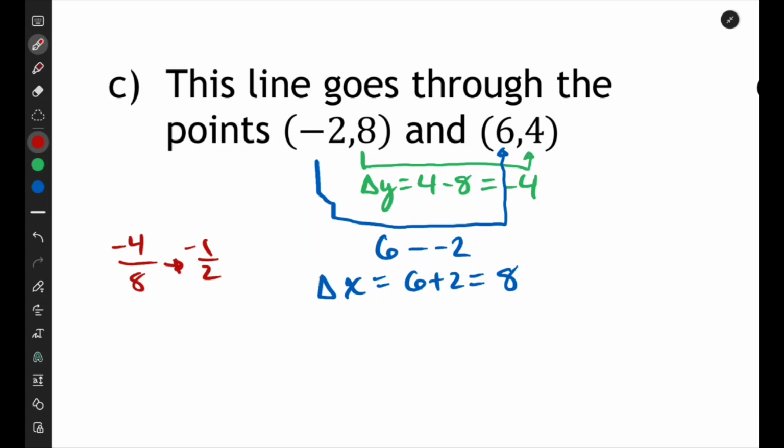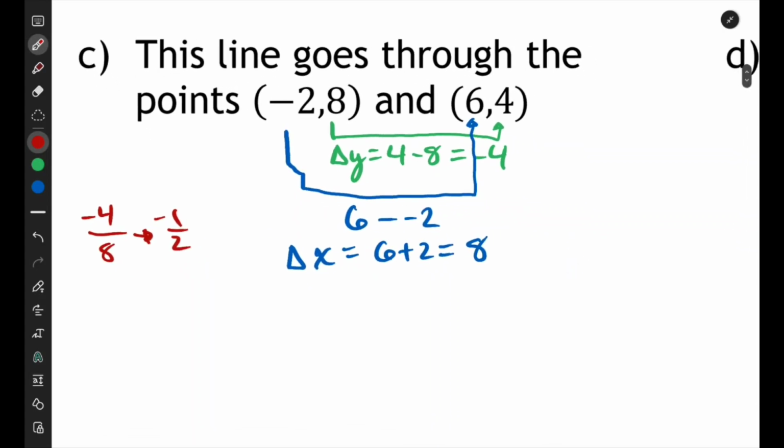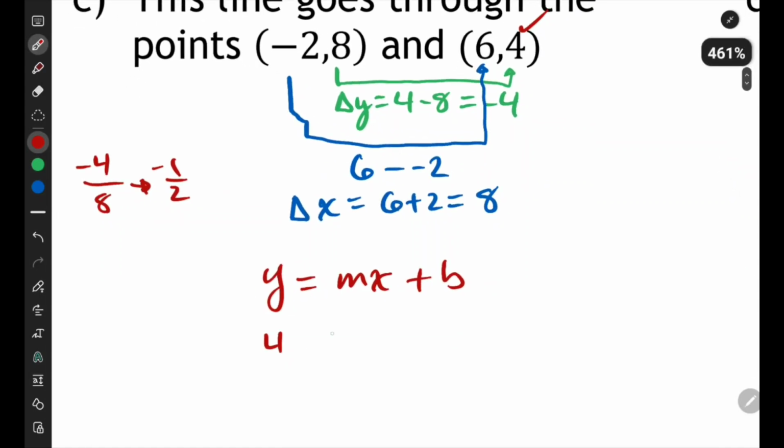Now we need to figure out our y-intercept. I don't have it, right? None of these points are a y-intercept, so we'll go ahead and figure out what it is. I'm going to use that second point, and I'll start with the same thing. y is equal to mx plus b. My y value is 4 from this point. That's the point I'm using, 4. And that equals my slope of -1/2 times my x value of 6.